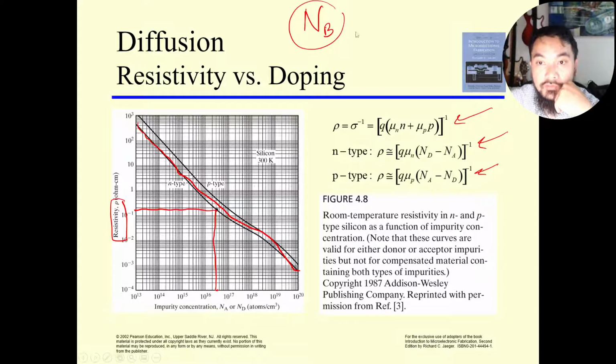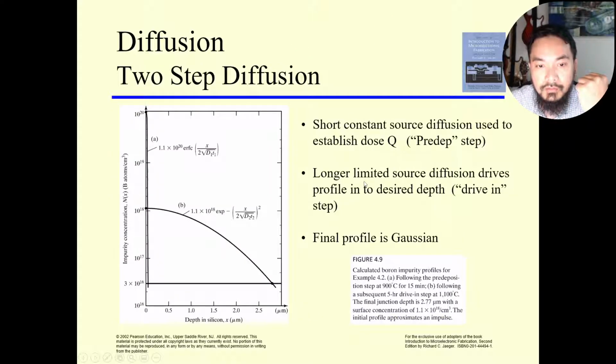Okay, so you can use this graph to find Nb and to find the resistivity of your wafer. Sometimes the question will give you the resistivity and then you have to find out what is the Nb. So it's vice versa.